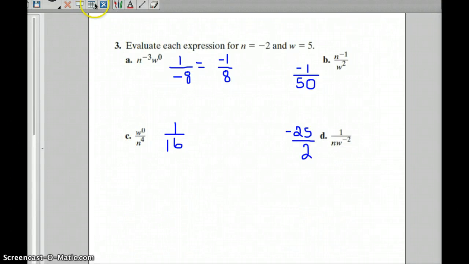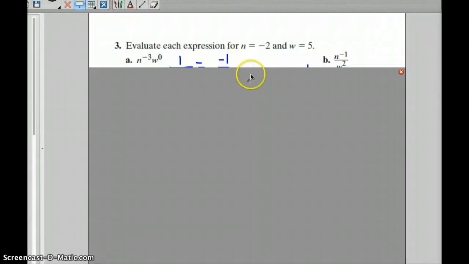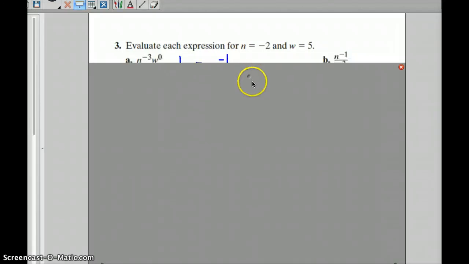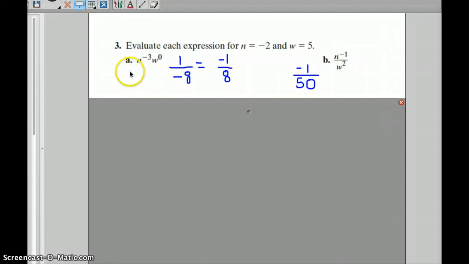Now we are going to evaluate a few examples here in which n is negative 2 and w is 5. And again, we've got a negative integer here, not a negative exponent. So my first step is to move the n to the negative 3 to the denominator. W to the 0 becomes 1. So I have 1 over n to the third, and n to the third is actually negative 2 to the third, which becomes negative 8. So I have negative 1/8.